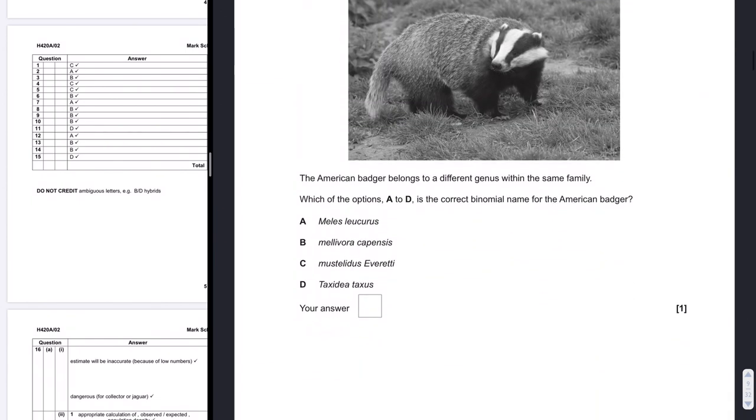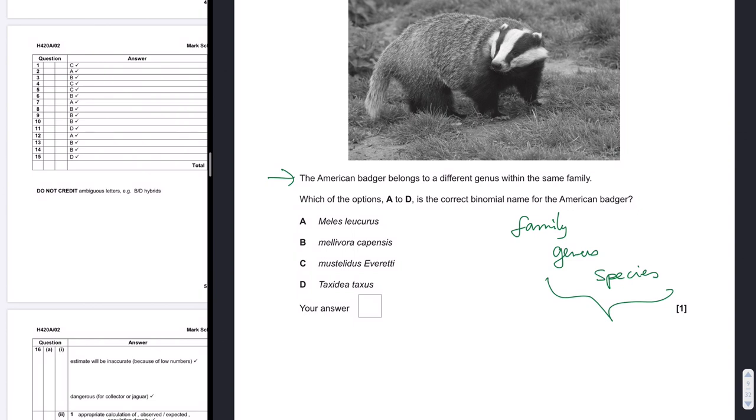Right, the image below shows a European badger, Meles meles, which is a member of the family Mustelidae. The American badger belongs to a different genus within the same family. So let's remember our classification: family, genus, species, and it's these two that go into the binomial name. Which of the options A to D is the correct binomial name for the American badger, given that the American badger belongs to a different genus within the same family?